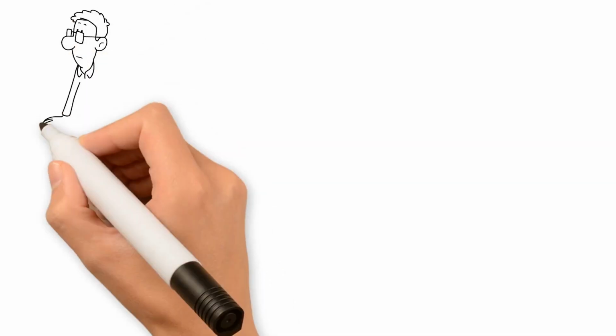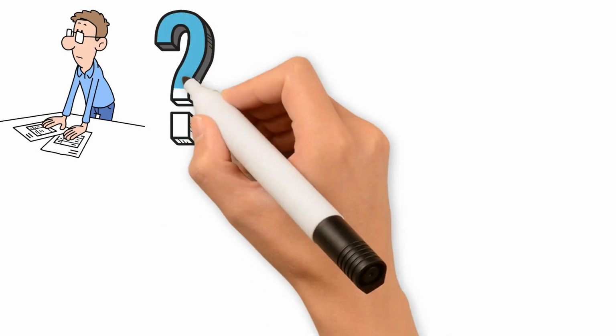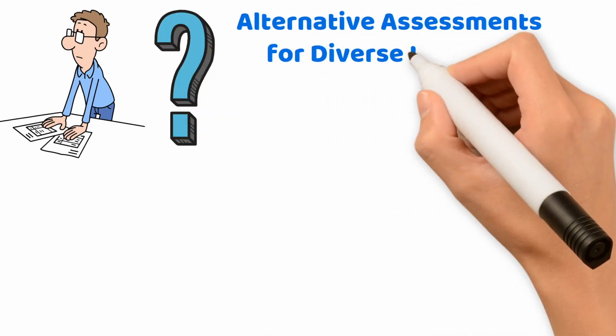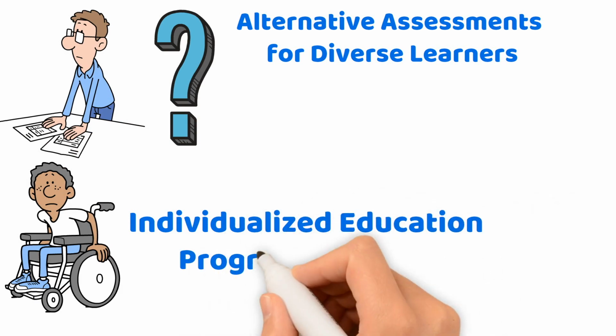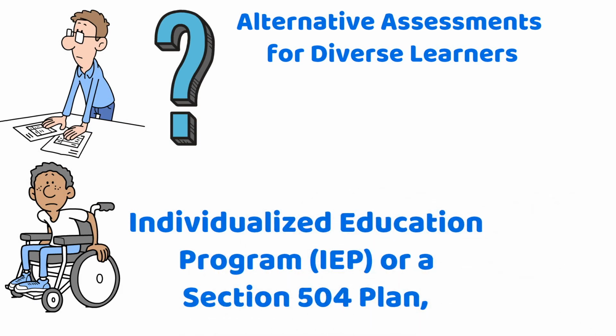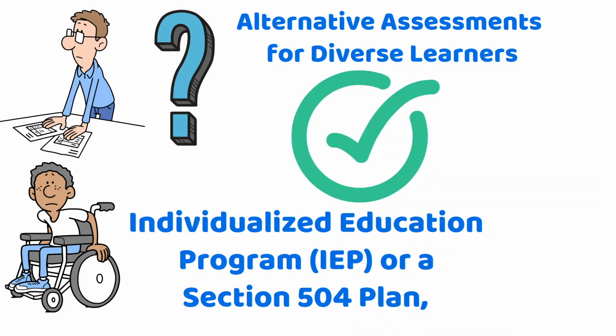For your exam, you'll want to be prepared to answer questions about alternative assessments for diverse learners. Students with disabilities might have an Individualized Education Program, IEP, or a Section 504 plan, depending on their specific needs.